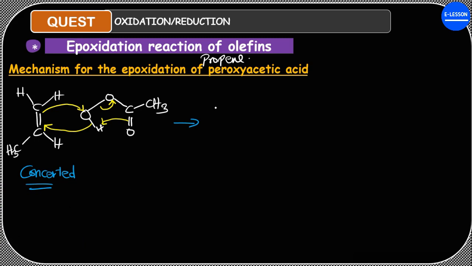You have this, the double bond will no longer be there, so you have carbon, you have hydrogen, hydrogen, here is CH3, here is hydrogen, and then you have oxygen, which is the epoxide. So this is the epoxide that is formed, plus acetic acid. Acetic acid that will be formed in this case will be something like this.